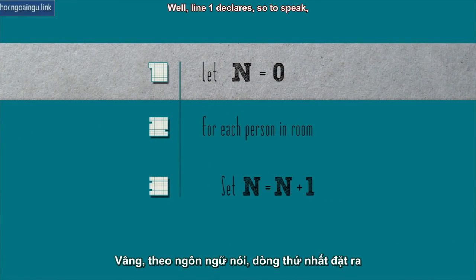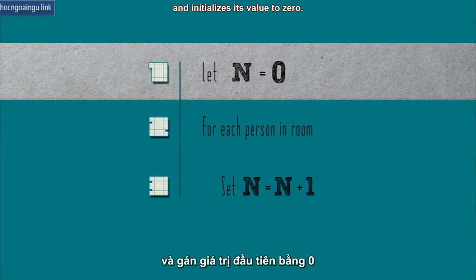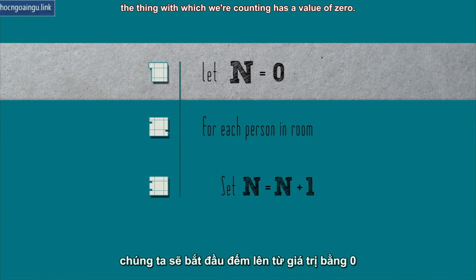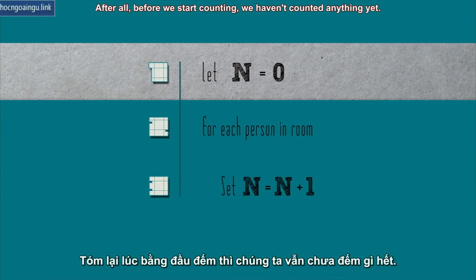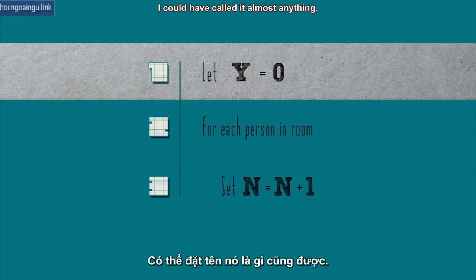Well, line 1 declares, so to speak, a variable called n and initializes its value to 0. This just means that at the beginning of our algorithm, the thing with which we're counting has a value of 0. After all, before we start counting, we haven't counted anything yet. Calling this variable n is just a convention. I could have called it most anything.